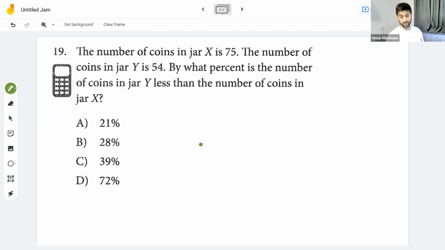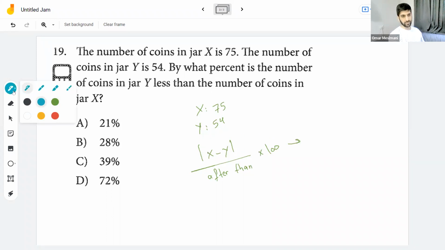Okay, so now I told you this is the third type of calculating percent. We have the number of coins in jar X, which is 75, and the number in jar Y, which is 54. Now I'm doing a comparison. When you compare two different values, X and Y, you say the difference between them over whatever comes after the word than, times 100. So X minus Y in absolute value, or as Yahya said, just subtract the small one from the big one.